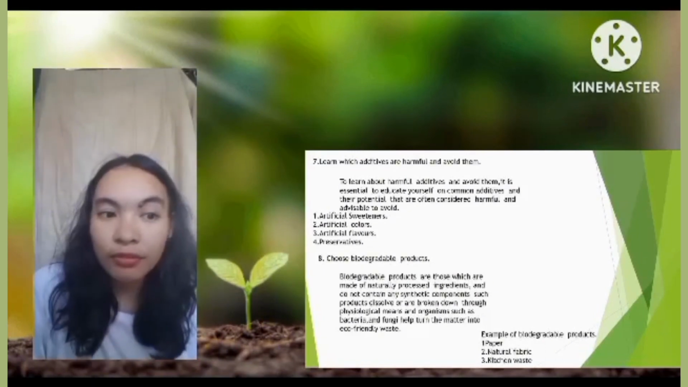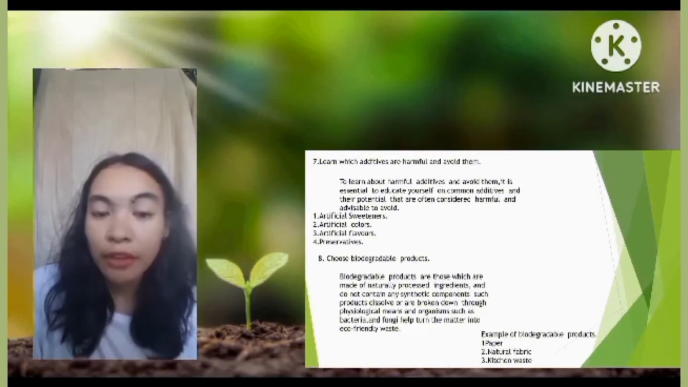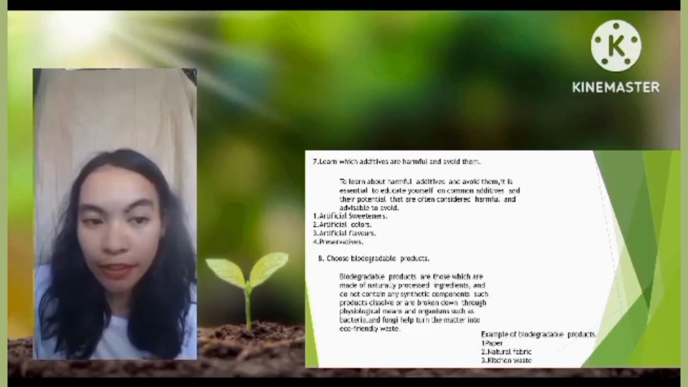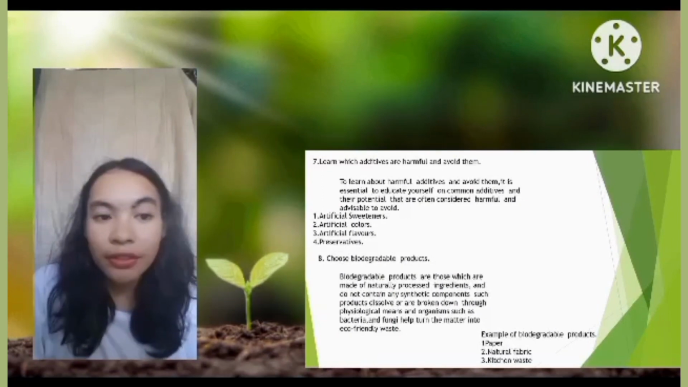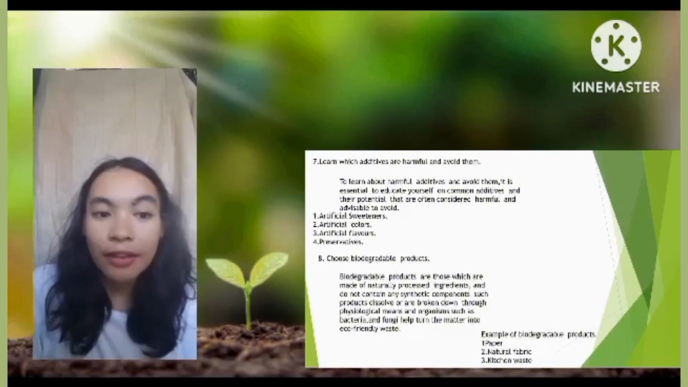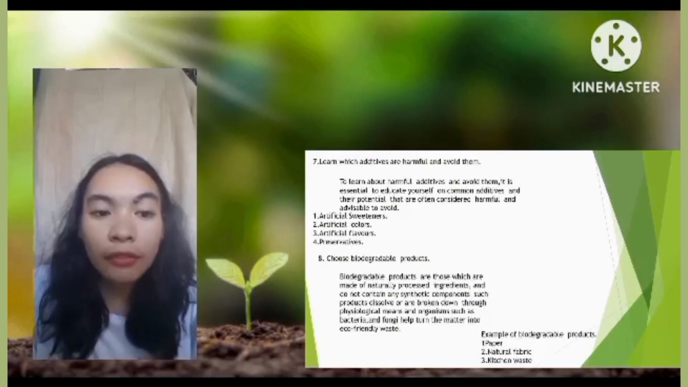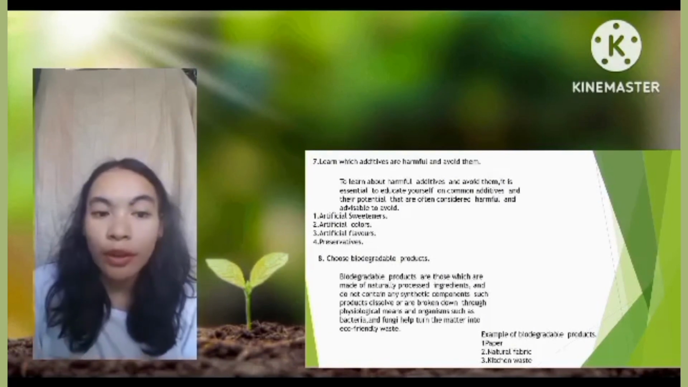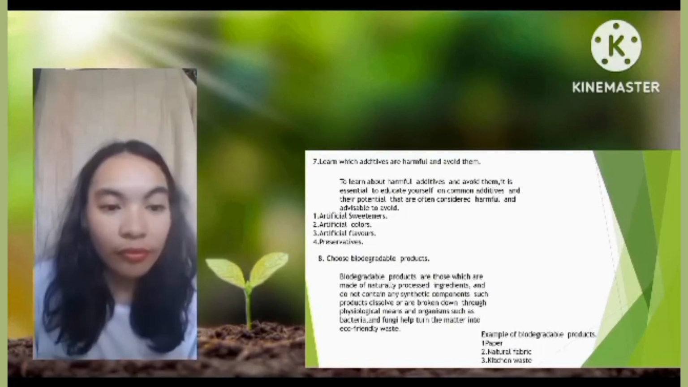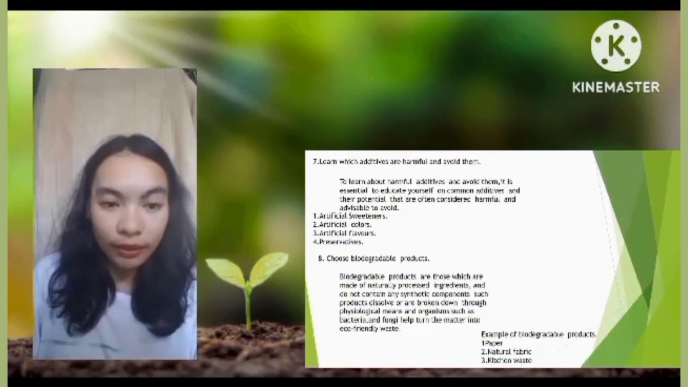Next rule is choose biodegradable products. Biodegradable products are those made of natural, unprocessed ingredients that do not contain any synthetic components. They are dissolved or broken down through biological means, where organisms such as bacteria and fungi help turn the matter into eco-friendly forms. Examples of biodegradable products: number 1 is paper. Number 2, natural fabric. Number 3, kitchen waste.